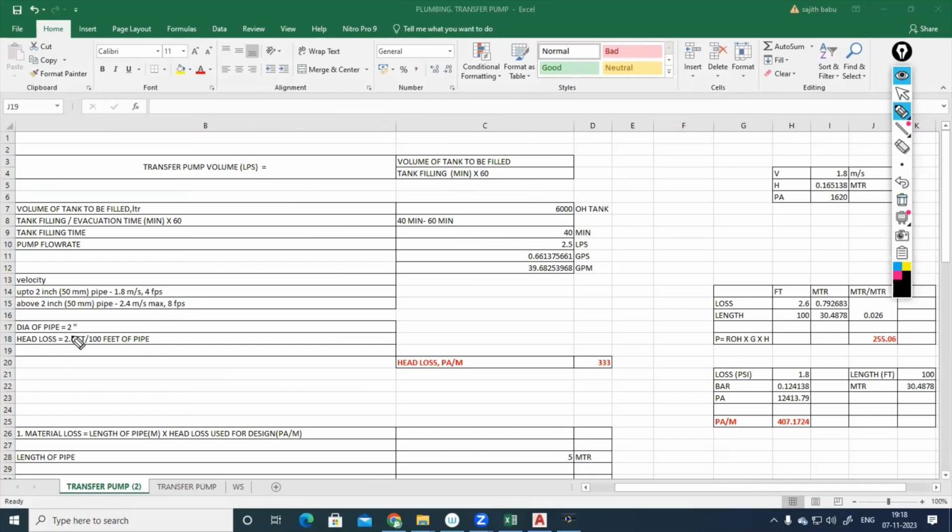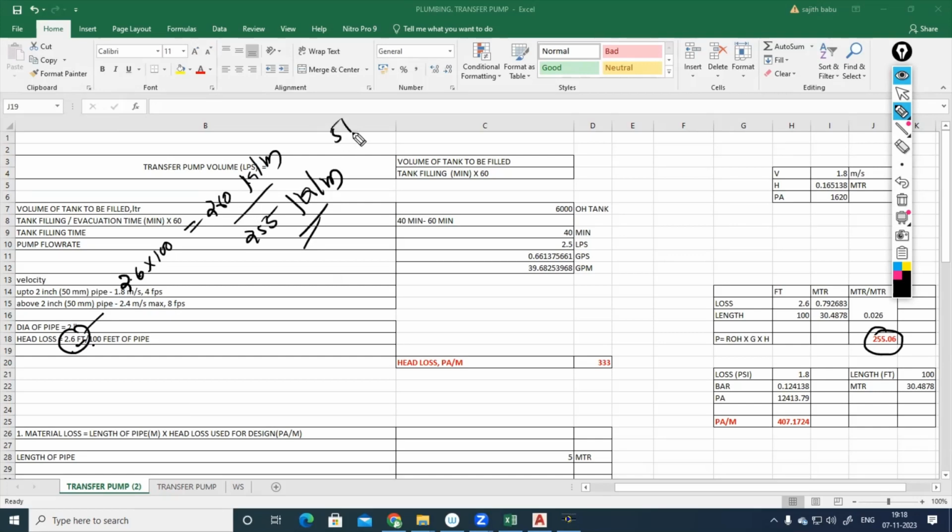So actually, 2.6 feet per 100 feet is how much? As a thumb rule, 2.6 feet per 100 feet multiplied by 100, you'll be getting 260 Pascals per meter. Means feet per 100 feet multiplied by 100, you can convert that into Pascal per meter. But that is not 100% accurate. Accurately, 2.6 feet per 100 feet is how much Pascal per meter? That is not 260 Pascal per meter. That is 255 Pascal per meter.